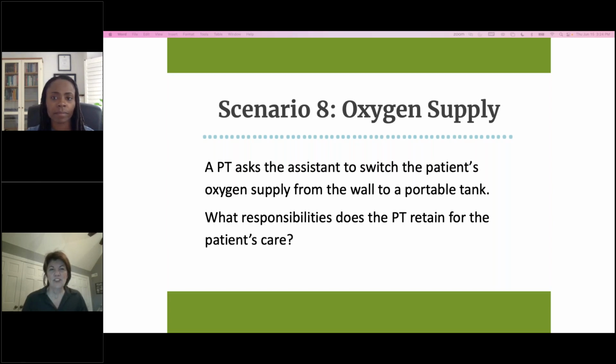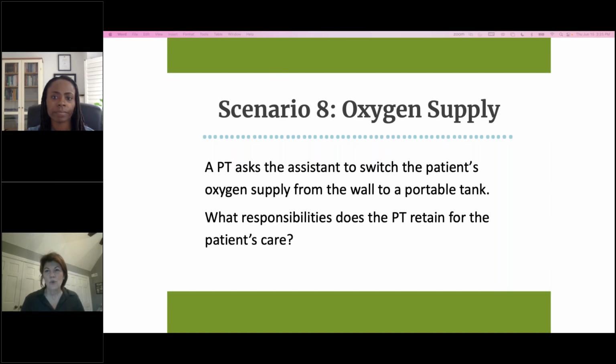The PTA will need to make sure the tank is returned with enough oxygen in it. They will need to make sure that they reconnect the hose to the oxygen supply and not the air valve. They must know the correct delivery of oxygen that's required in the medical order. They need to know if humidification is needed. And they likely will need to measure oxygen saturation during the activity.